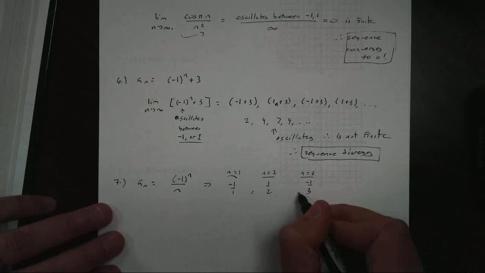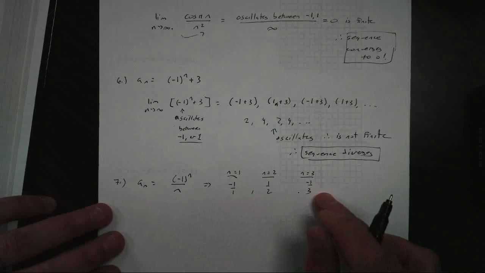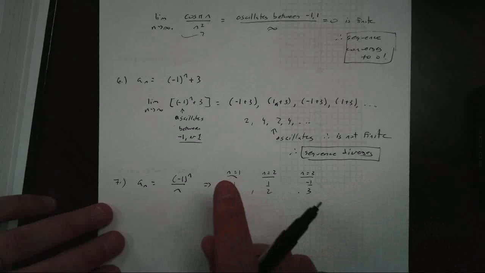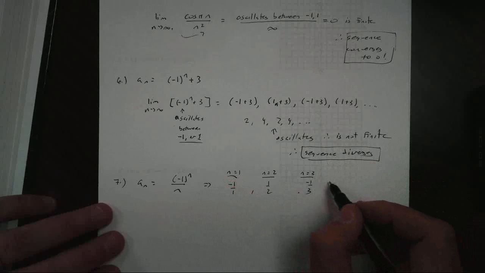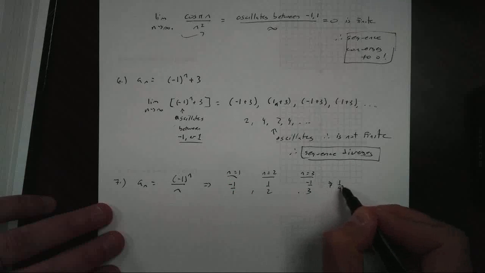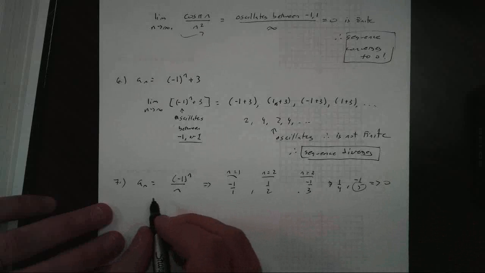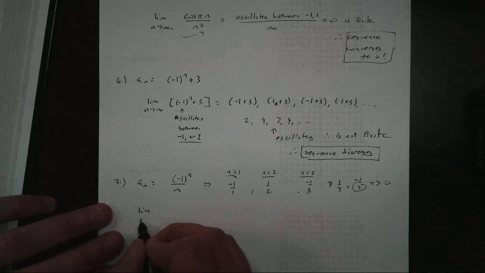And if you notice, this bottom's getting bigger, but the top is just saying 1 or negative 1. So even though it oscillates, because the bottom is getting so big, my next term is 1/4. My next term after that, negative 1/5. Because that bottom term is getting so big, this will eventually reach 0. And we can do the limit process on this as well.